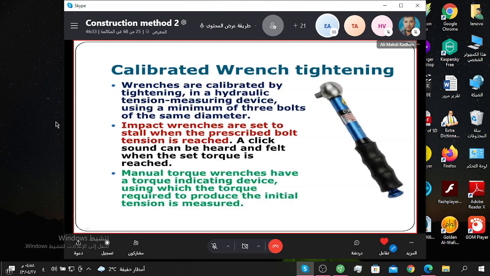Calibrated wrench tightening. Wrenches are calibrated by tightening in a hydraulic tension measuring device using a minimum of 3 bolts of the same diameter. Impact wrenches are set to stall when the prescribed bolt tension is reached. A click sound can be heard and felt when the set torque is reached. Manual torque wrenches have a torque indicating device using which the torque required to produce the initial tension is measured.